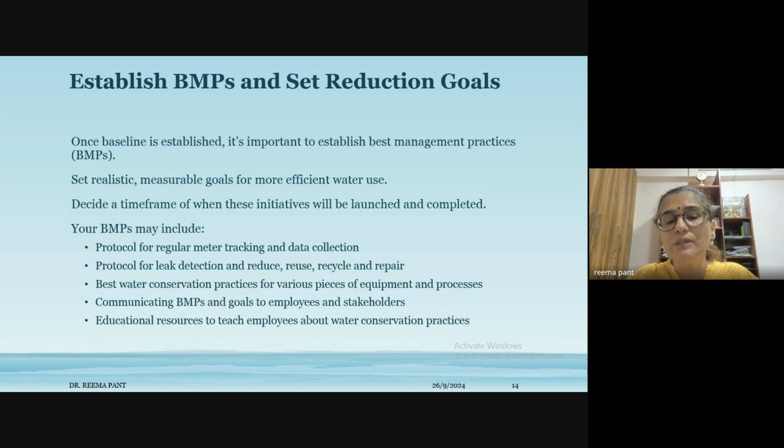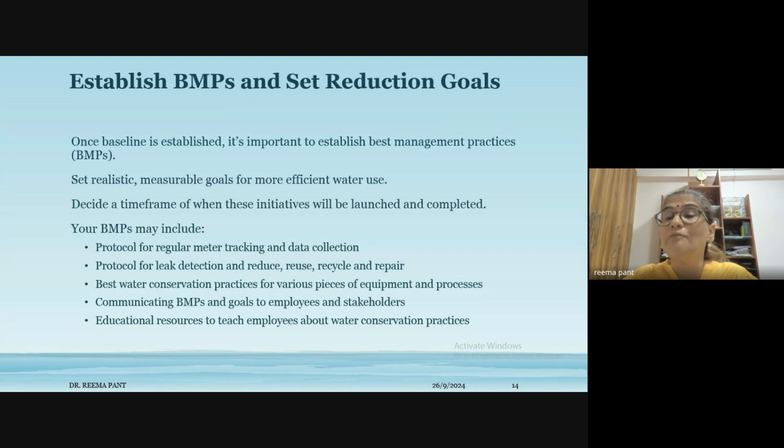Then, of course, reduce, reuse, recycle, and repair. These are four very powerful R's. If we continue to do these, then this solves a major problem for us. Sometimes instead of going in for a repair, we wait for complete damage to happen and then we replace the whole thing. But I think instead of replacing, repairing is a better option. So we can look into these four. How much can we reuse? Is there a possibility of recycling that water? Is there a possibility to reduce consumption wherever possible? And if there are problems, can we repair them on time so that we can stop the unnecessary use of water?